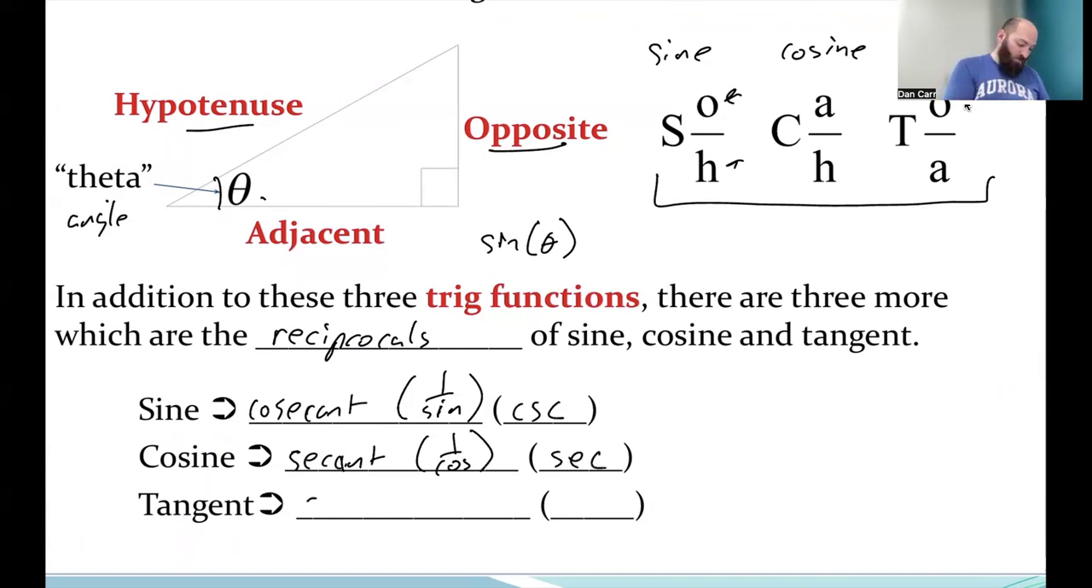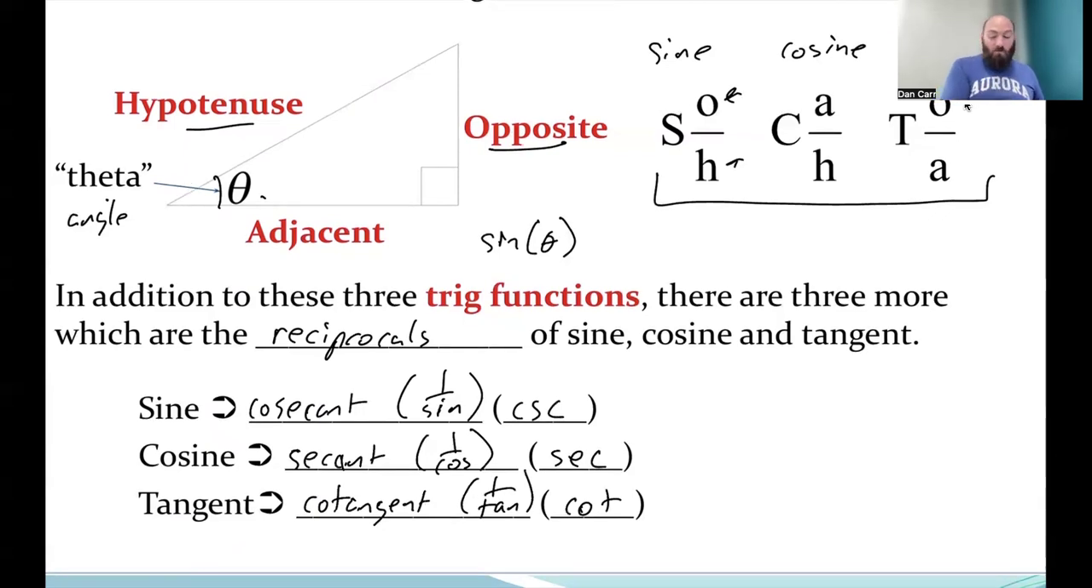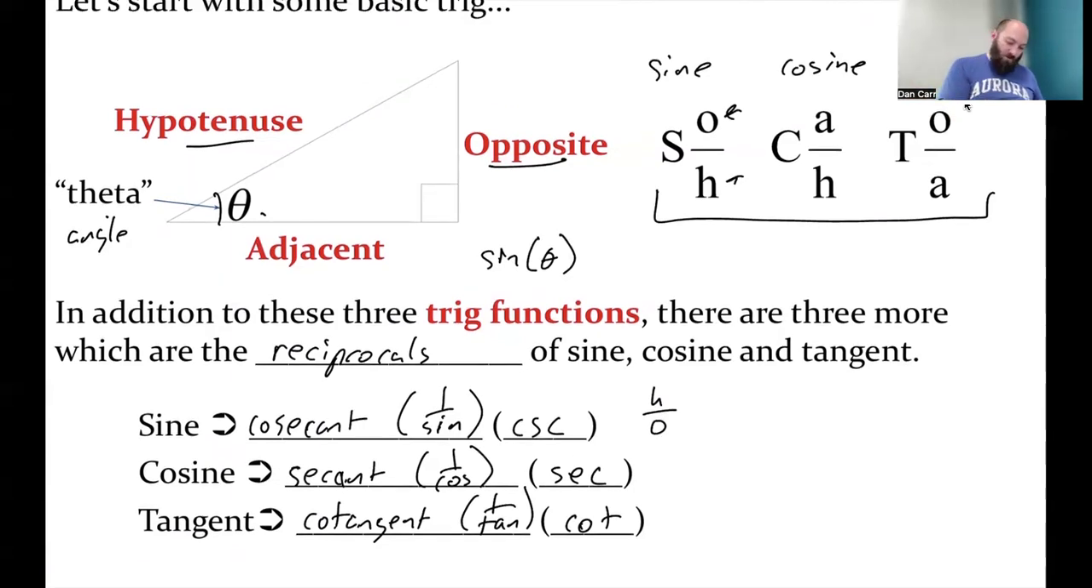Tangent, the reciprocal of that is what's called cotangent. And again, that is 1 over the tangent. So we use COT to represent that. One way to think about it is if sine is opposite over hypotenuse, that means cosecant is hypotenuse over opposite. So all of these are flipping for that reciprocal. Secant will be hypotenuse over adjacent, and cotangent will be adjacent over opposite.